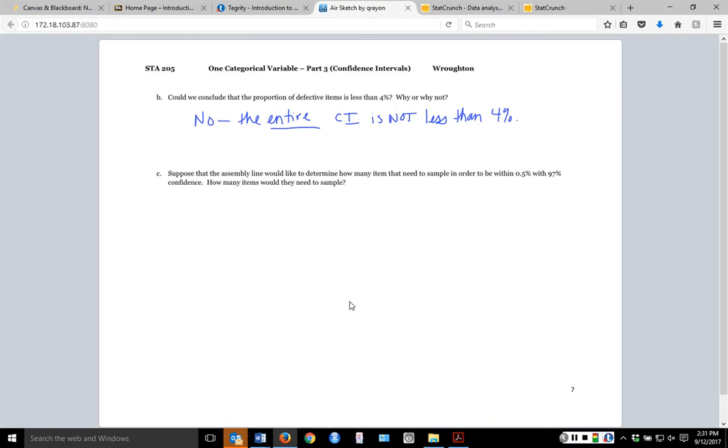Finally, we want to figure out how many items the assembly line would need to sample to be within 0.5% with 95% confidence. So we're trying to figure out how many items we need to sample. So that's sort of a hint that we're trying to find sample size. My formula for that looks like this.